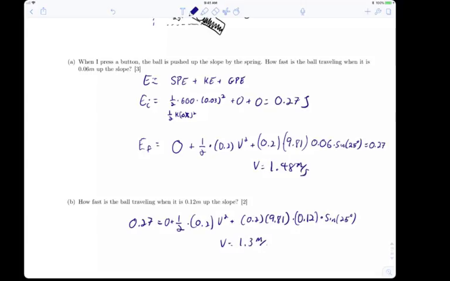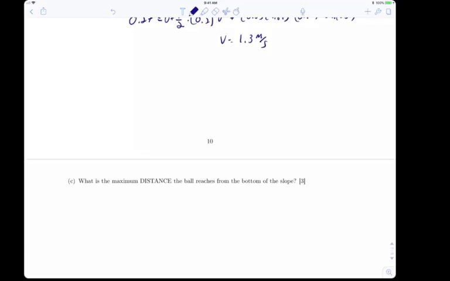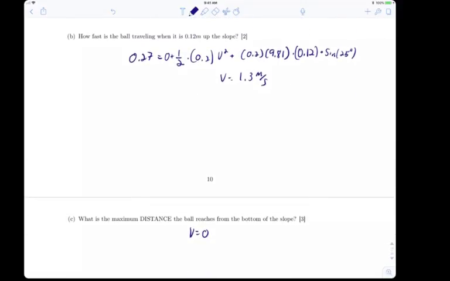Meters per second. What's the maximum distance the ball reaches from the bottom of the slope? So when is V equal to zero? That corresponds to 0.27 being equal to zero spring energy, zero kinetic energy, mass times 9.81 times the height max.